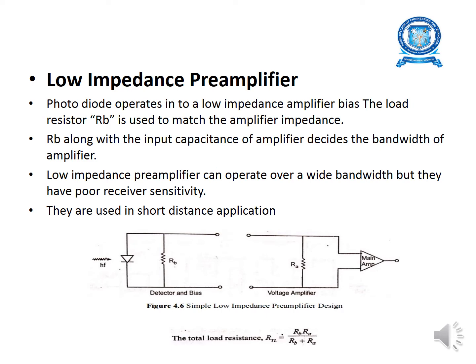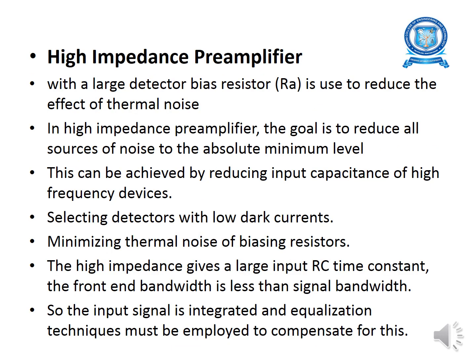Next we are going to see the high impedance preamplifier. The problem noticed in the low impedance preamplifier is overcome in the high impedance preamplifier. To attain this, a large detector bias resistance RA is used to reduce the effect of the thermal noise which arises in the low impedance preamplifier. The second configuration consists of a high input impedance amplifier, and the main goal is to reduce all sources of noise to an absolute minimum.